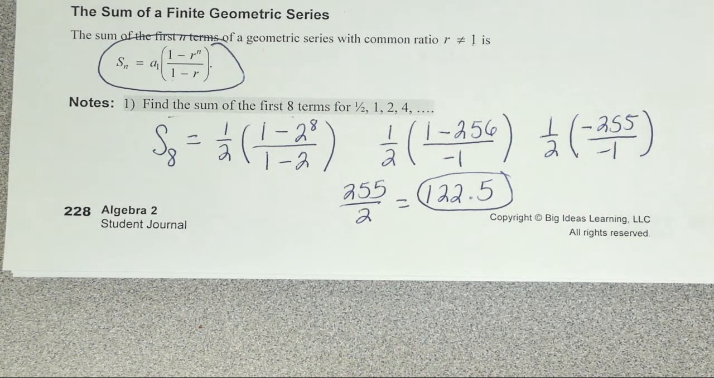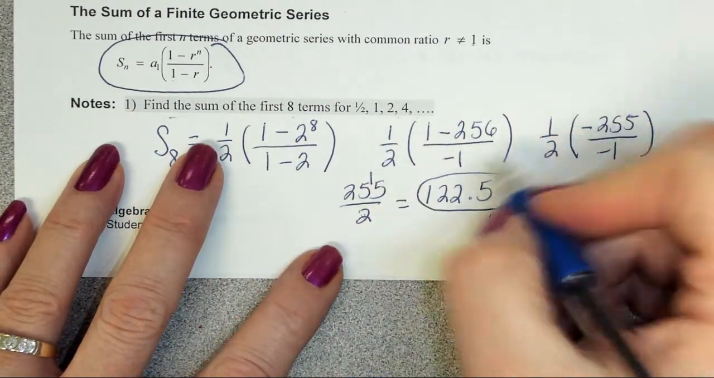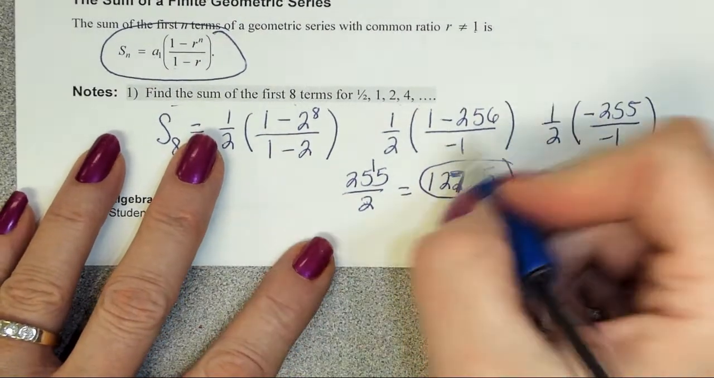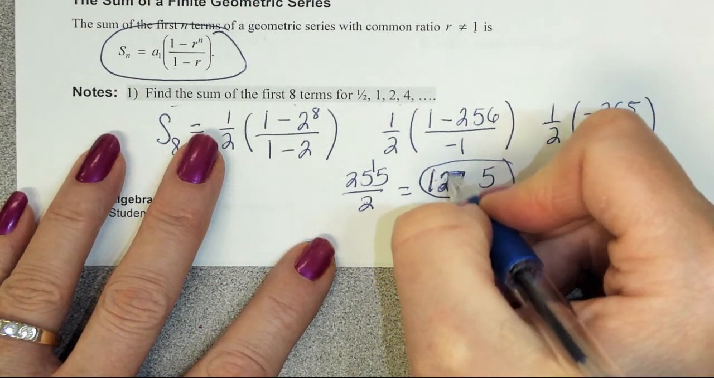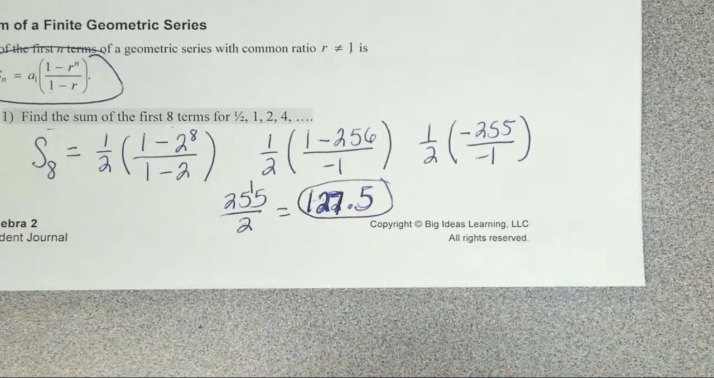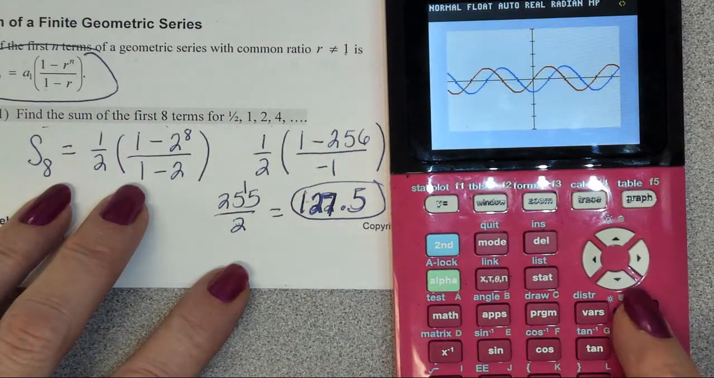Now, if that's on the calculator part, divide that. Did I not have one left over? Yes, thank you, 127.5. If that's on the calculator part, then we could have just typed that in. Now, I do want to point out some things if you're going to use the calculator.